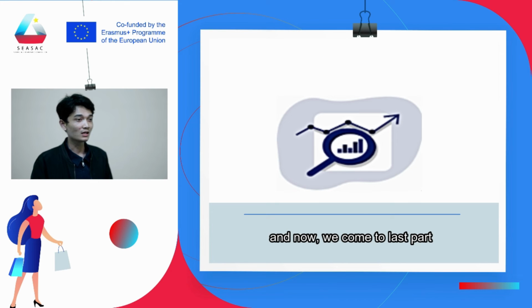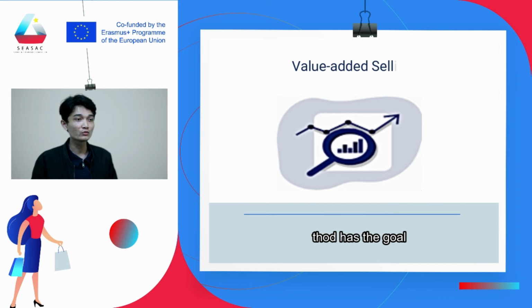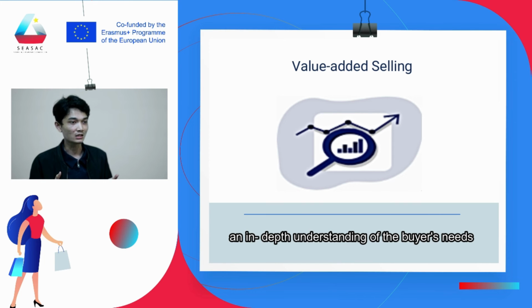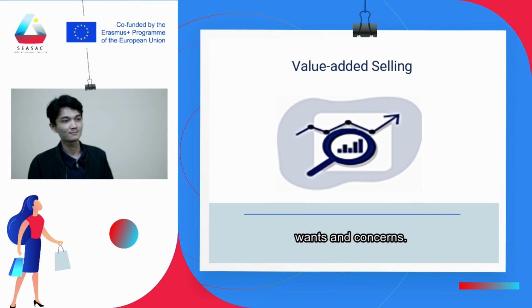And now we come to the last part, value-added selling. The value-added selling method has the goal to create enough added value that the price of the product is not so important anymore for the buyer. To achieve this goal, the salesperson needs to acquire an in-depth understanding of the buyer's needs, wants, and concerns.